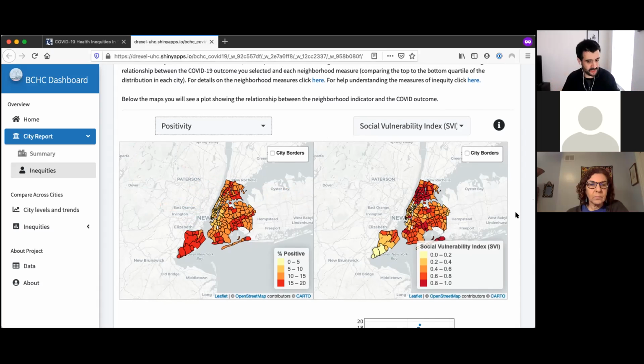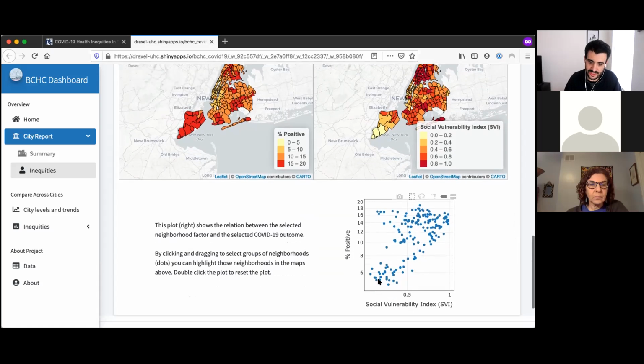Now, for those of you that are more data oriented, you may also appreciate that we have included a scatter plot down here, where you can see how the Social Vulnerability Index correlates with positivity. One of the things I find most interesting about this scatter plot is that you can interact with it. If I were to ask someone what is interesting about this, it would be: what is happening with those areas up there, right? High positivity, low social vulnerability. So one of the things you can do is click and drag and select those areas.